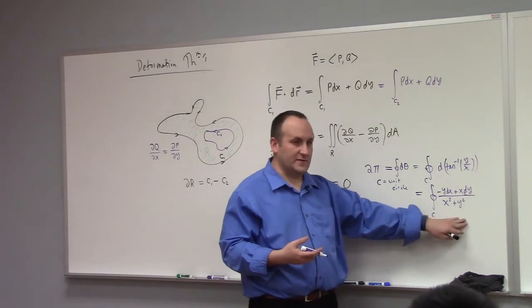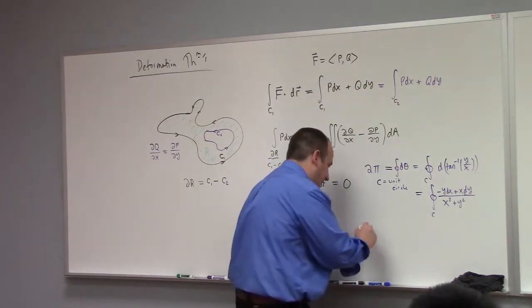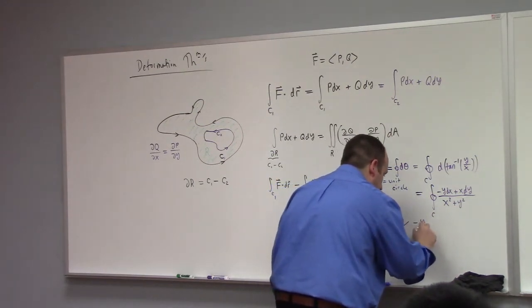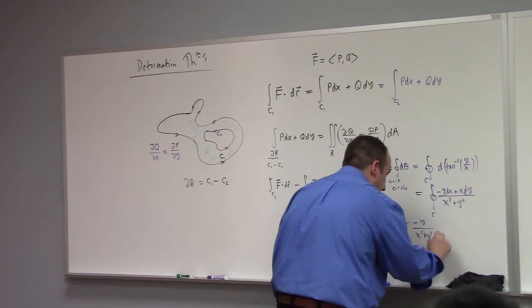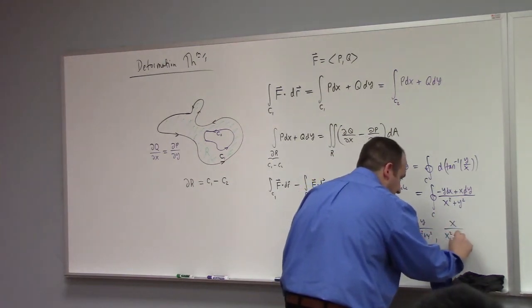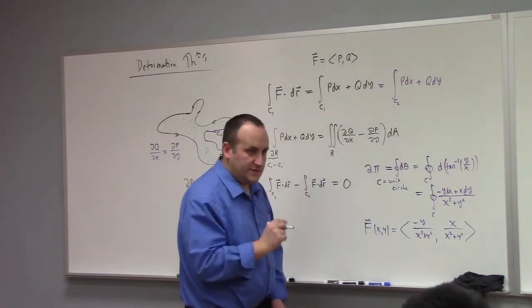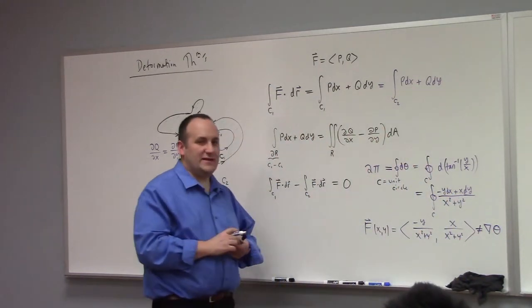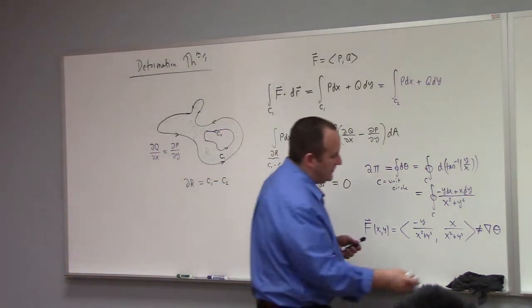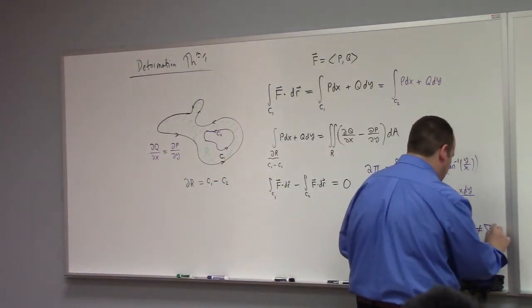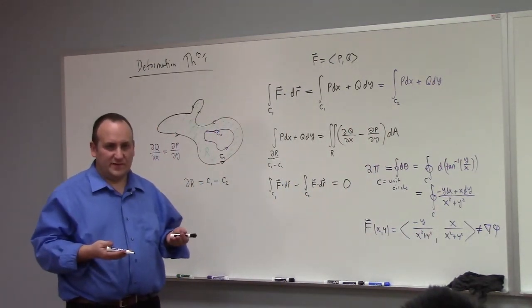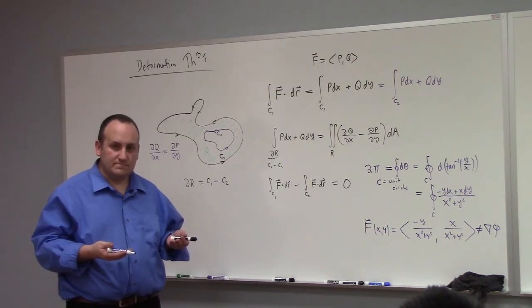What does that say about this vector field? What does that say about the vector field F of x, y equal to minus y over x squared plus y squared, x over x squared plus y squared? It says that this vector field is not equal to the gradient of phi. It's not a conservative vector field, because if it was, what's the integral around a loop? 0.